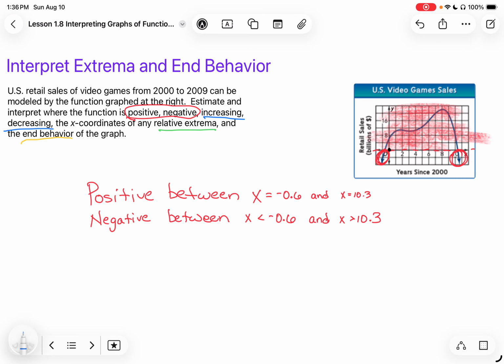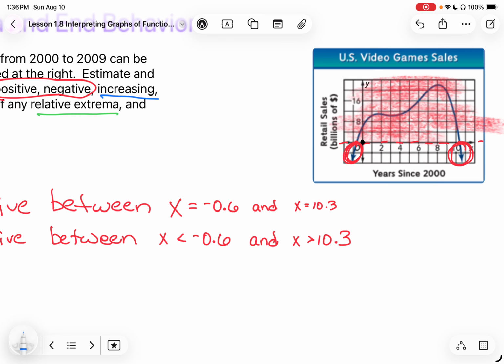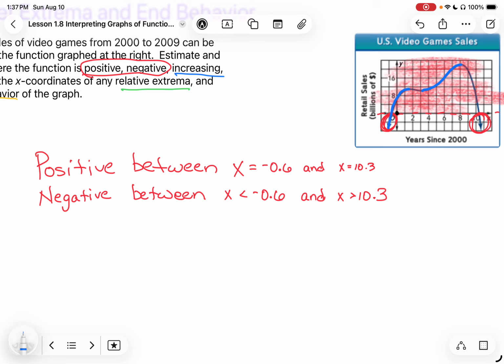Okay, let's talk about increasing and decreasing next. So increasing means where are the spots where it's literally going up, and decreasing means where is it going down. So it's going up from here all the way to about right there, and that's where it starts to dip back down. And then it starts increasing again to right there. So those are the spots where the graph is increasing. And then the rest of the time, the graph is going down. So we're going to say it's increasing.